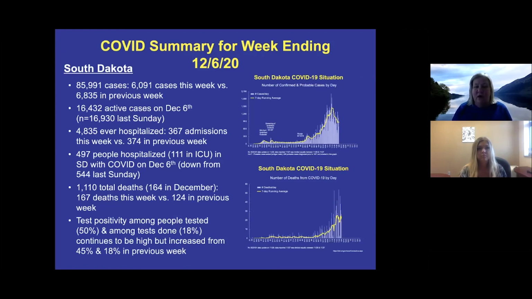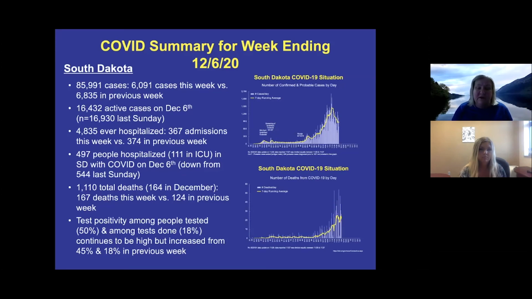497 people were hospitalized. 111 of them were in the ICU yesterday, and this is down from 544 last Sunday. As of yesterday, there were 1,110 total deaths. 164 of those deaths occurred in December. There were 167 deaths this week. That was the highest number of deaths in any one week, compared to 124 in the previous week.